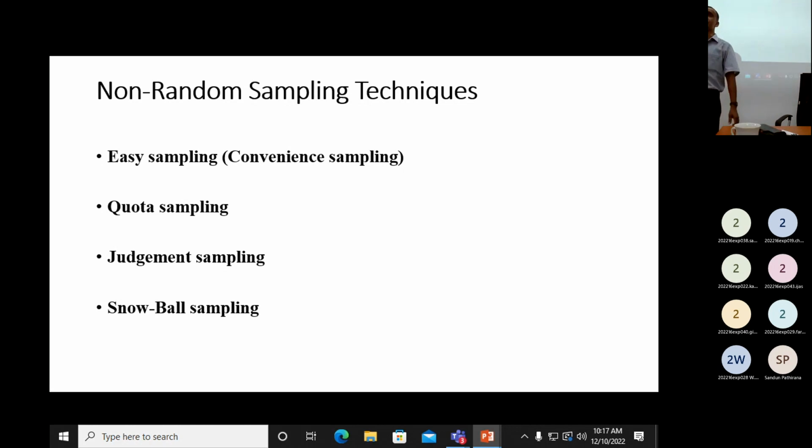Second, next one is judgment sample. Judgment. Sometimes we say purposive. Purposive, same thing, right? Purposive sampling or judgment.